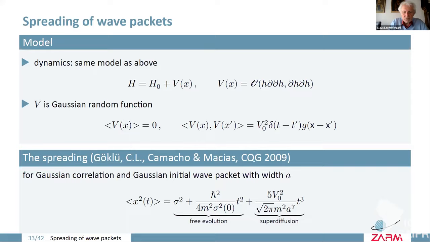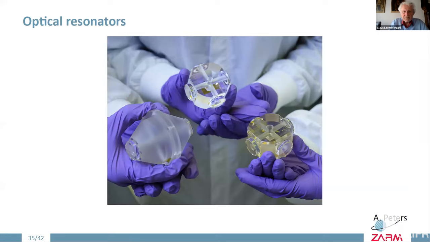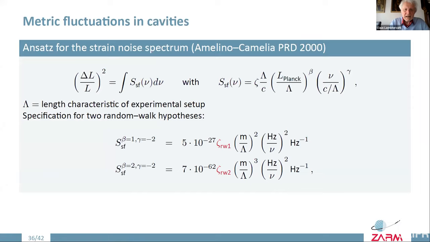on isolated quantum systems. One may also discuss space-time fluctuations on optical systems, that is, on cavities. Here are some types of cavities where light is going back and forth inside, and this constitutes a cavity. Here we relied on the space-time fluctuation spectral noise given by Giovanni, where he has the frequency part of the fluctuations, and here the length scale of the physical system.